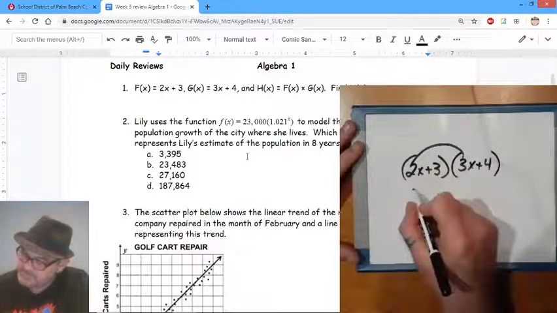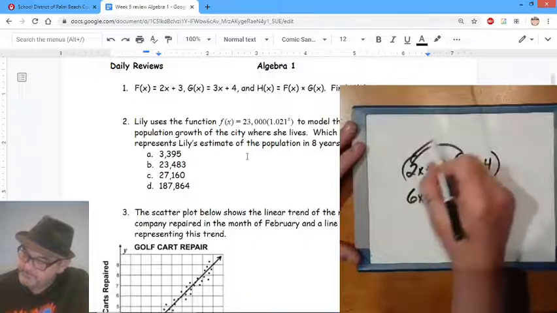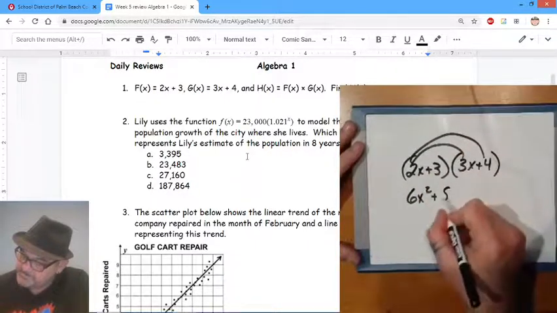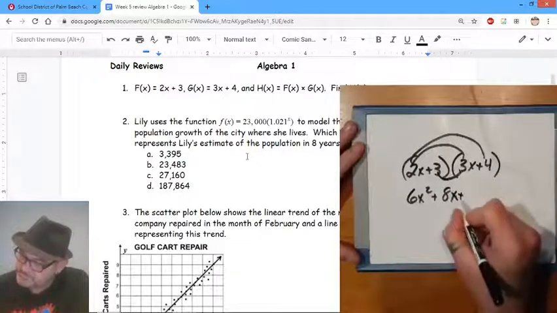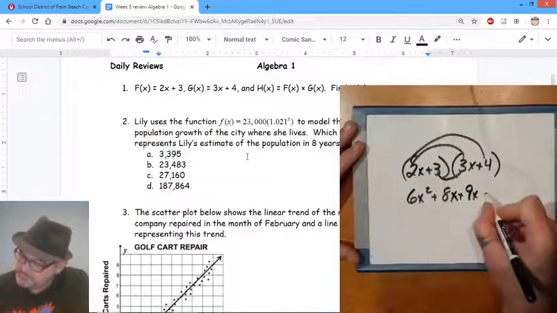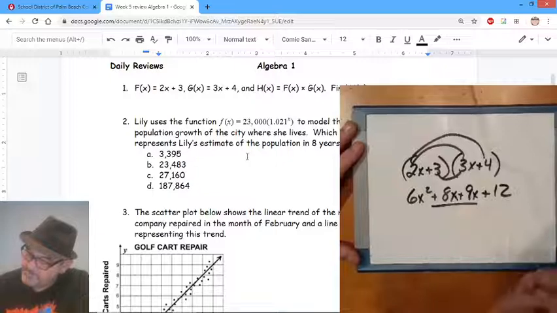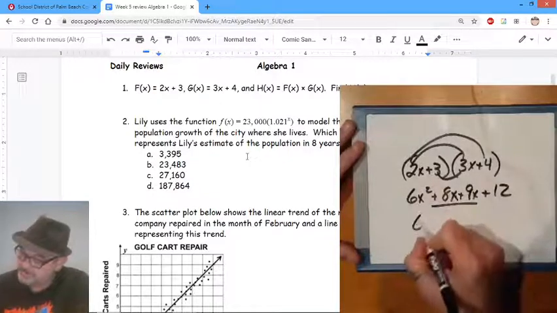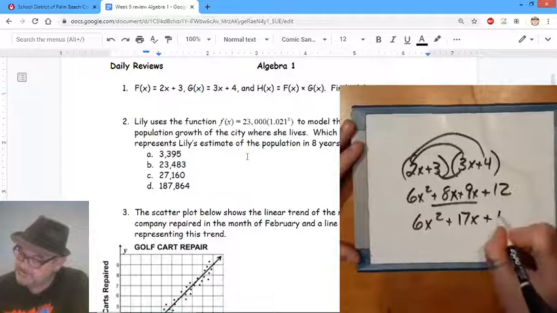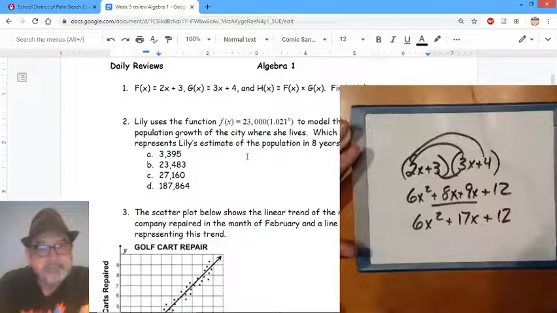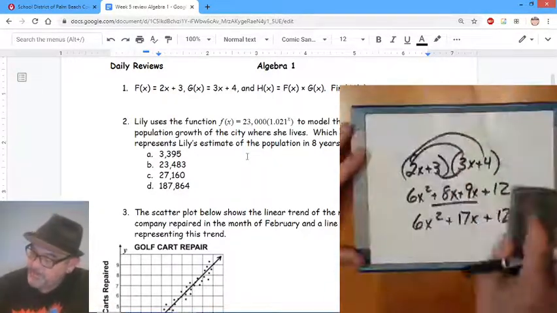2 times 3 is 6x squared. 2x times 4 is 8x. Then we go to the next one. 3 times 3x is 9x. And then 3 times 4 is 12. We just combine the two like terms that are in the middle. We get 6x squared plus 17x plus 12. Easy, guys, easy. That's from way back.